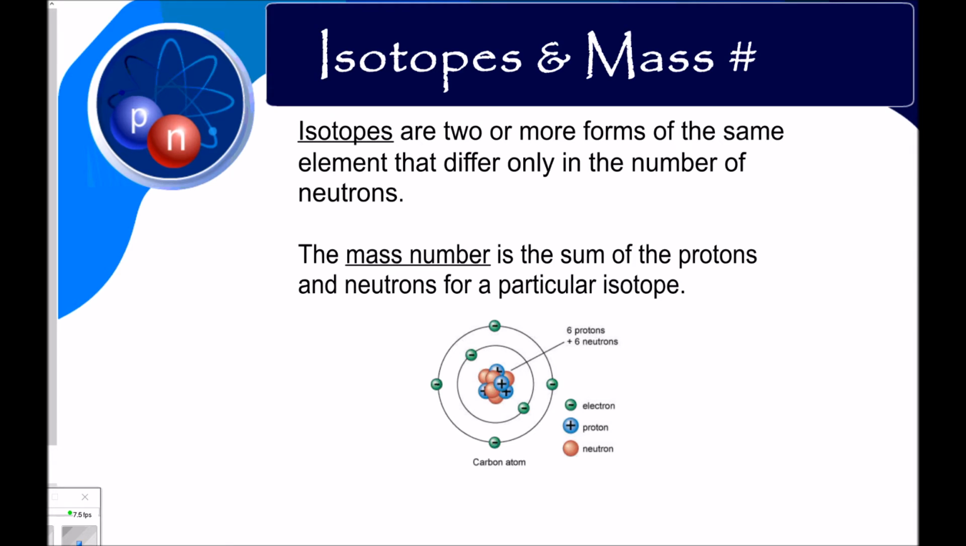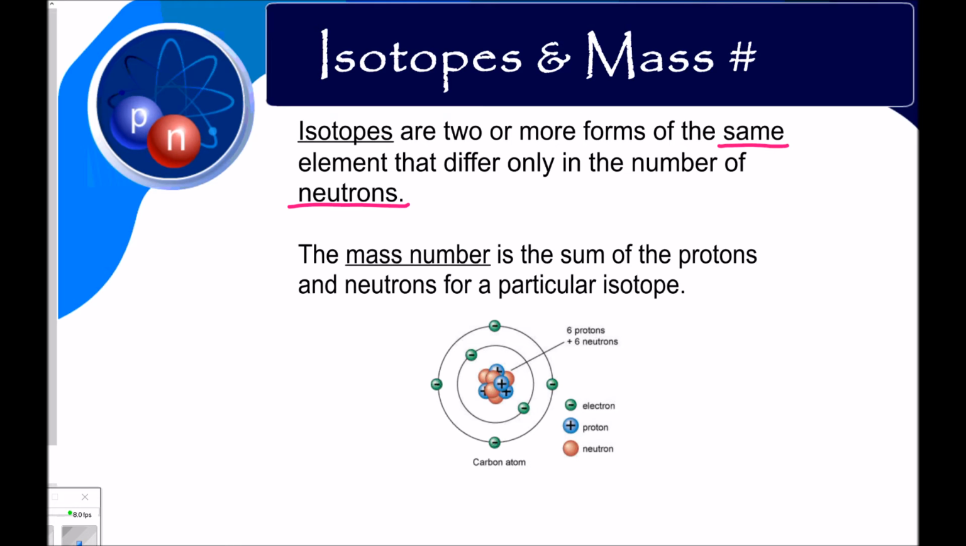Isotopes and mass number. Isotopes are two or more forms of the same element that differ only in the number of neutrons. Okay, so this is where John Dalton had it all wrong. He thought that all atoms of one element are identical. This is not true. Elements have different isotopes, which means that they only differ by the number of neutrons, which makes their masses a little bit different.